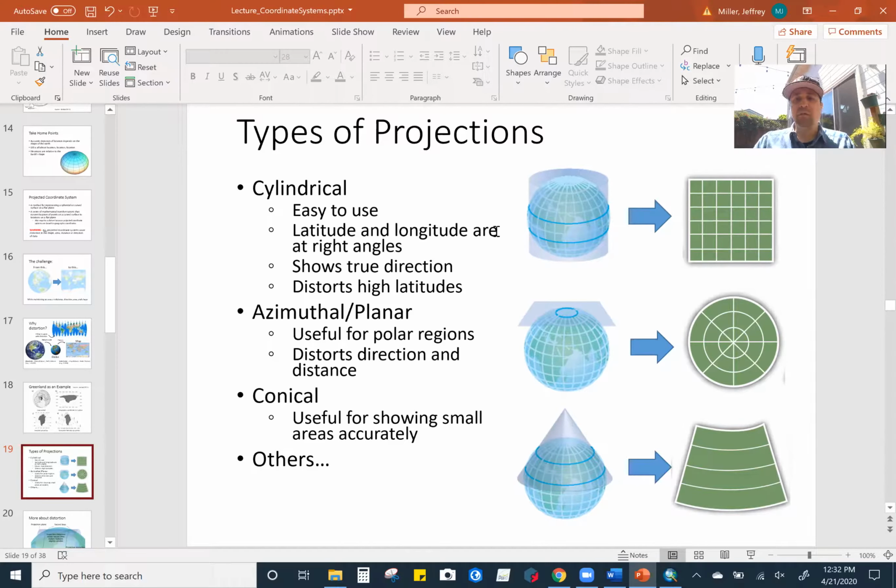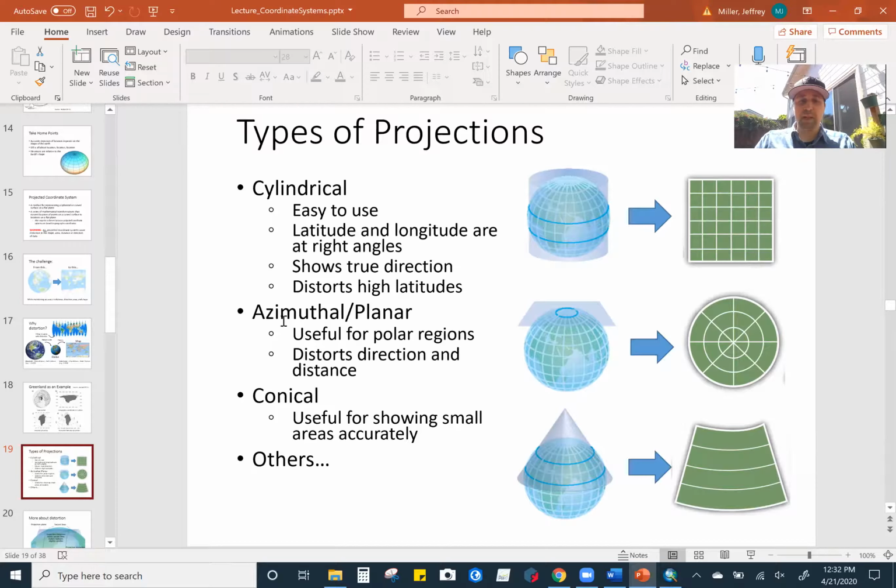So the cylinder is going to be really easy to use. The latitude and longitudes match up at right angles, which is what they're supposed to do. The direction is pretty true, okay, north, south, east, west, but the distortion gets worse the further away you get from the equator, right? The higher the latitudes, the more distortion occurs, which is why Greenland, being right at the North Pole, and Antarctica, being at the South Pole, are grossly distorted, okay?